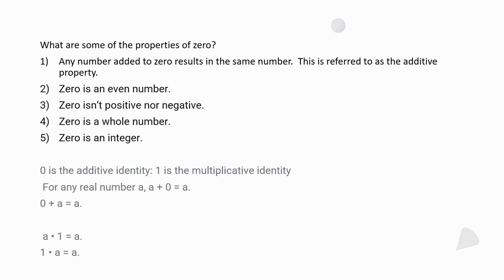1 is referred to as the multiplicative identity. What that means is if you multiply anything by 1, you're going to get the same number. So this is where some people are confused. A times 1 is A, 1 times A equals A. So that's how that works.